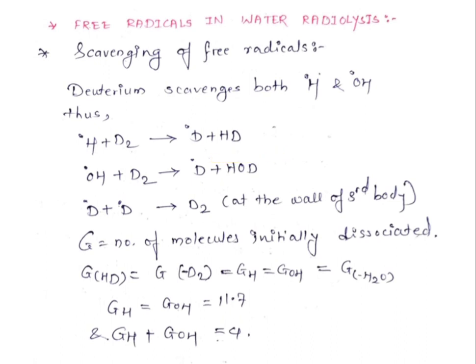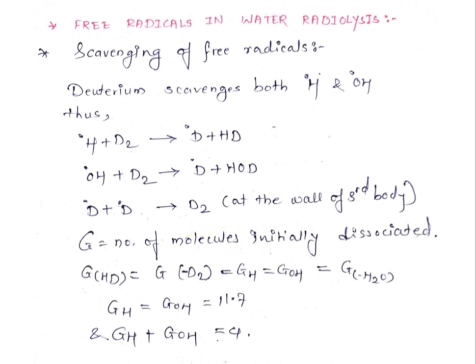Then again when we have the OH radical in the system and we have the deuterium, that is D2, the OH radical and one D radical will combine to form the HOD, and the other D radical will be as it is. Then this D radical and D radical will combine to form the D2 and the wall or the third body.